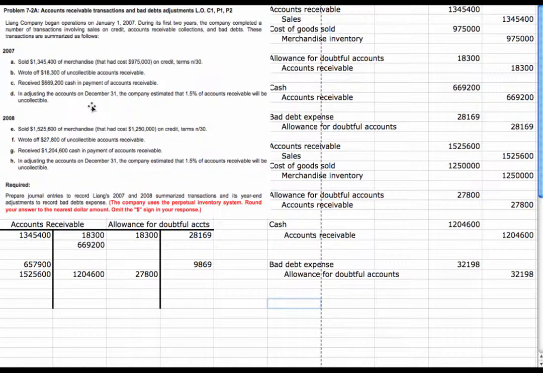Let me make that your challenge to make sure that you've understood the concepts for this chapter. So hopefully this will help, and we'll see you in the next chapter.